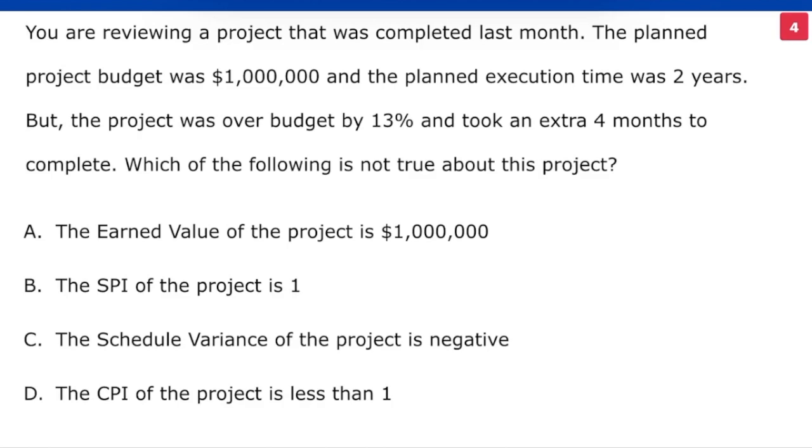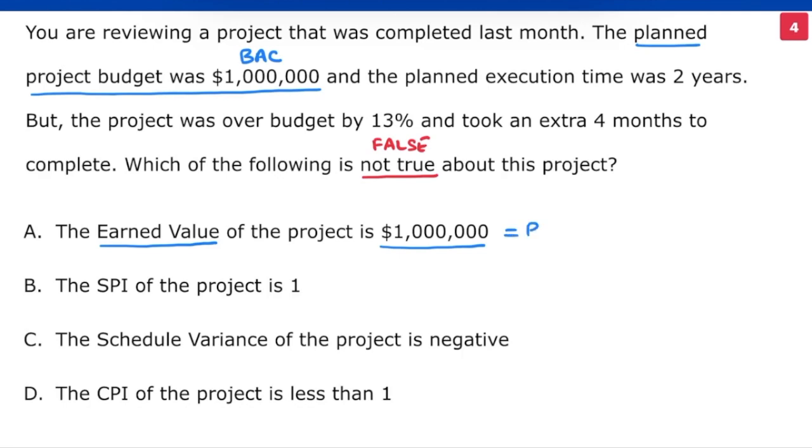Alright. We have to find the statement that is not true. Statement that is false. Option A says earned value is $1 million. The project budget is also $1 million. Budget is BAC or budget at completion. BAC indicates the total value that the project should create. When a project is completed, the value created or earned value equals BAC. A is true. Let's move to B.